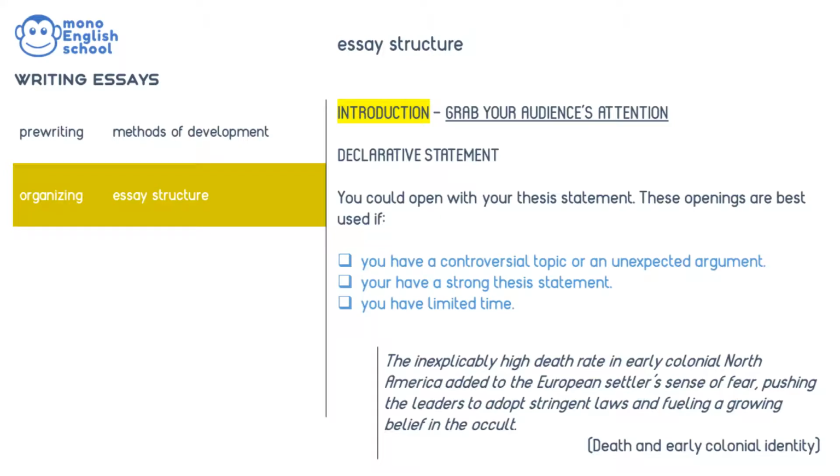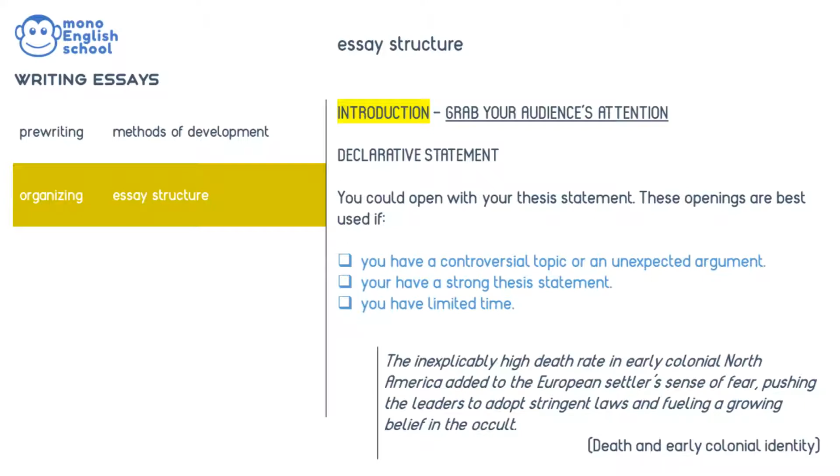As mentioned when we discussed how to tell the audience what the essay is about, you could place your thesis statement as the opening line of your essay, which is a way of opening with a declarative statement. This works best with controversial topics or unexpected arguments. It also works well with strong thesis statements, meaning that the statement is well constructed and creates a strong impression on the reader. It is also a good approach if you have limited time, meaning you are writing a timed essay as part of a test.